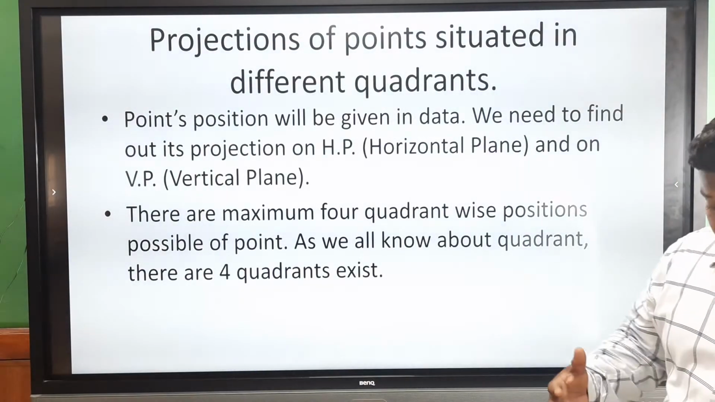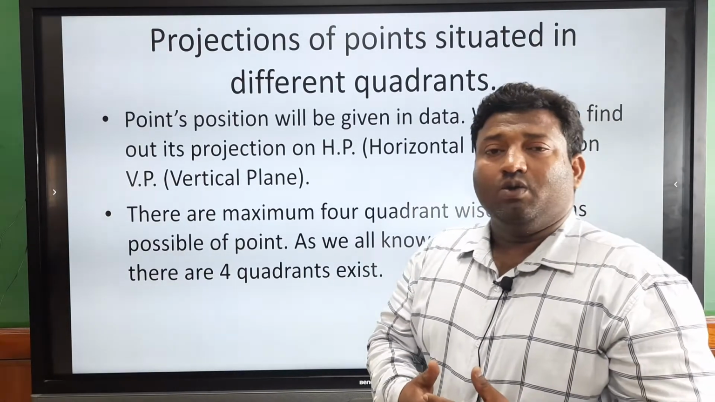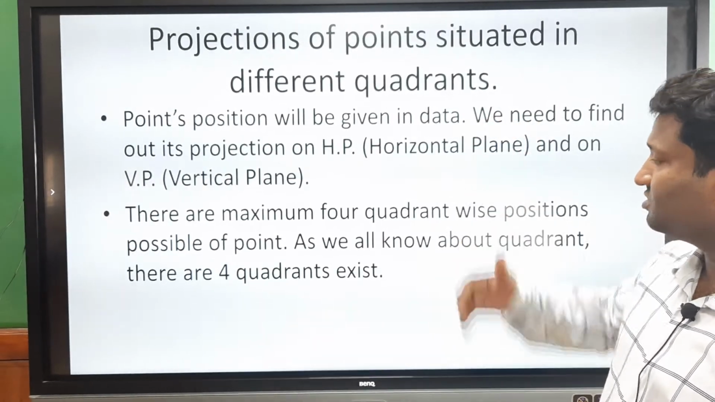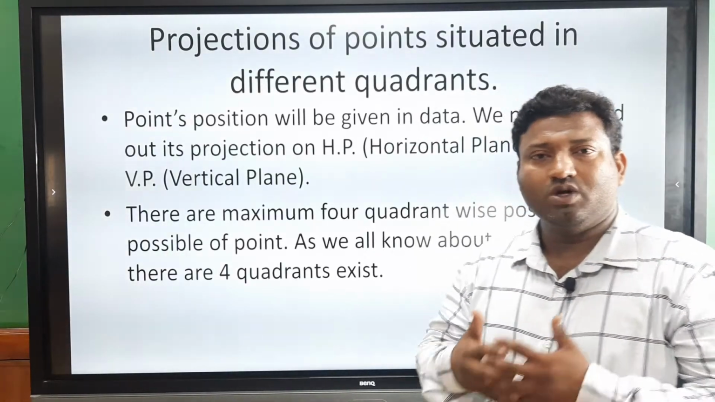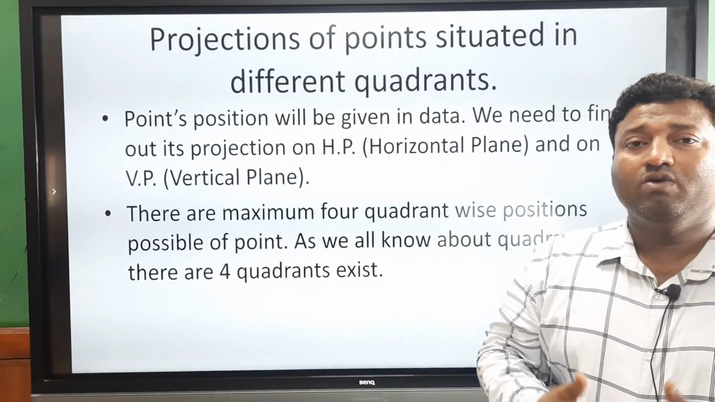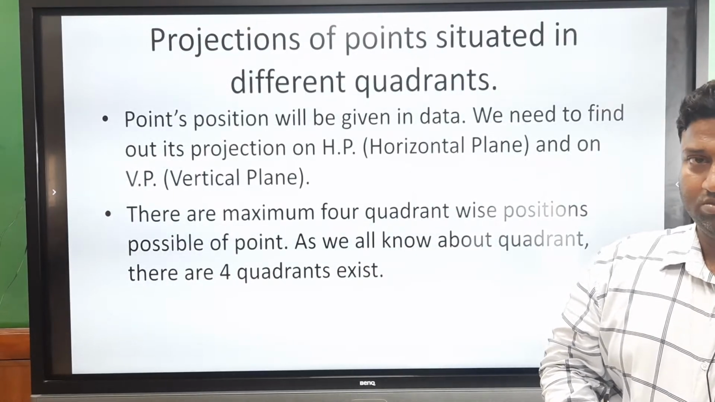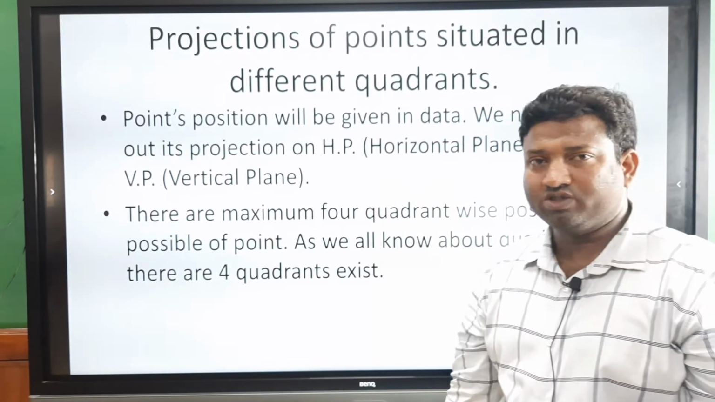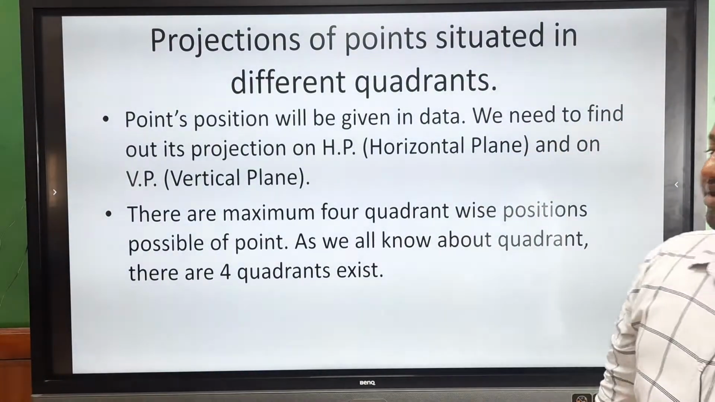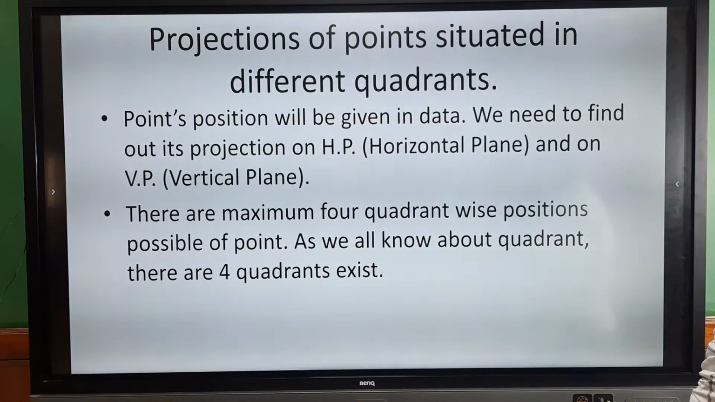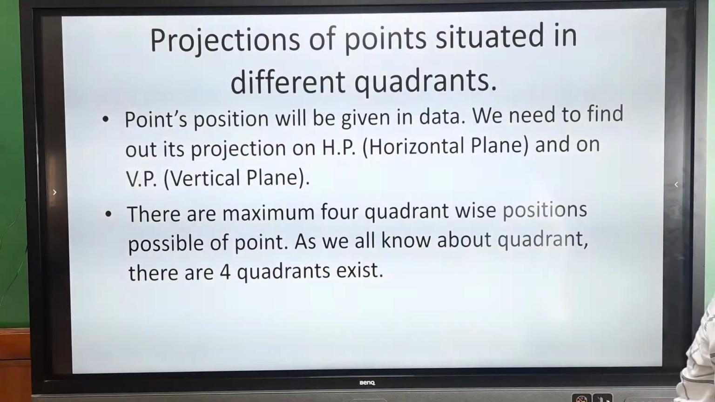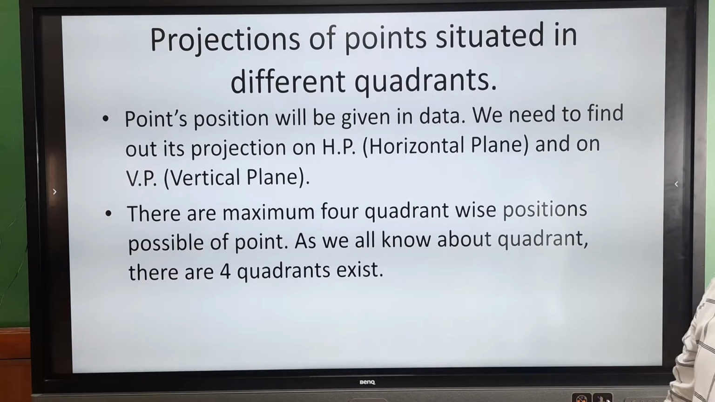In these projections, we have to project the point in a quadrant method. Wherever we place the point, it is situated in one of the quadrants, and we have to represent its position. In the projection of points situated in different quadrants, as we know, we have 4 quadrants. If the point is situated in any one of them, we have to show the position of that point in different planes.